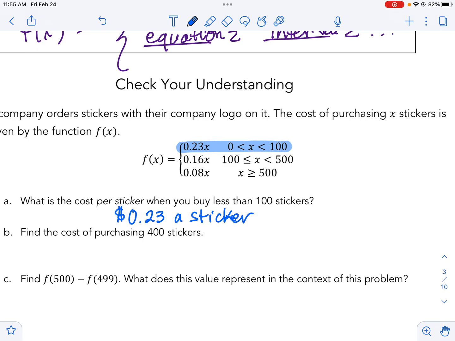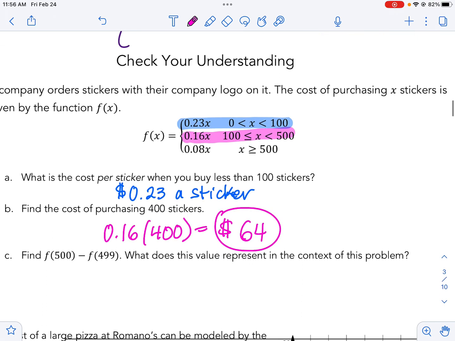But if you buy more than that, so if you buy 400, it's going to be a little bit cheaper. It's like buying in bulk. So it's 16 cents. And you're going to multiply by 400. Okay, so that's $64 for stickers.